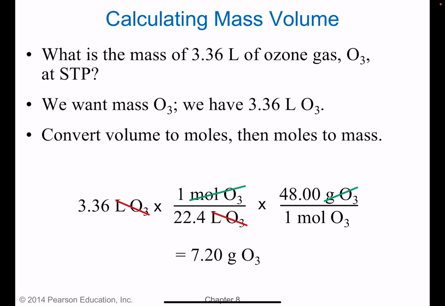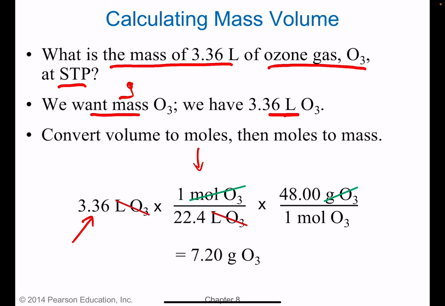So now calculating mass from volume. This one says, what is the mass of 3.36 liters of ozone gas? Ozone exists in the upper atmosphere and it generally protects us from UV light. And standard temperature and pressure again, which is required if we're going to be using the 22.4 liters per mole conversion. So we want mass, which means we want to calculate grams. We were given liters, so we start with what we were given. This first conversion is to change liters into moles. So we put the 22.4 liters on the bottom so that the liters cancels.